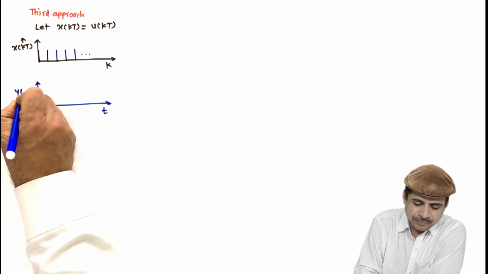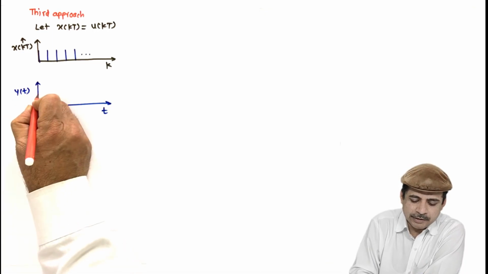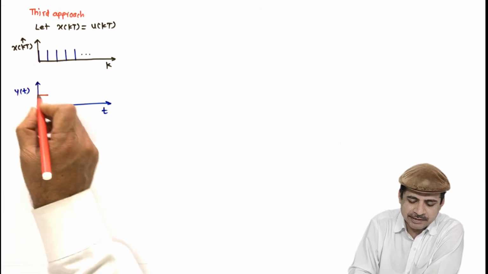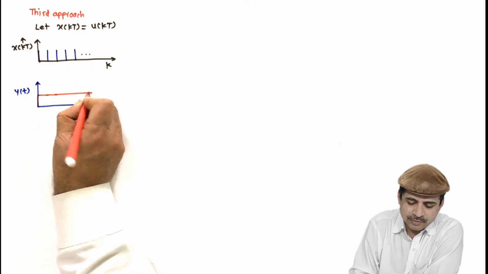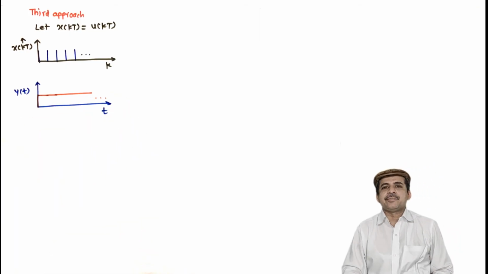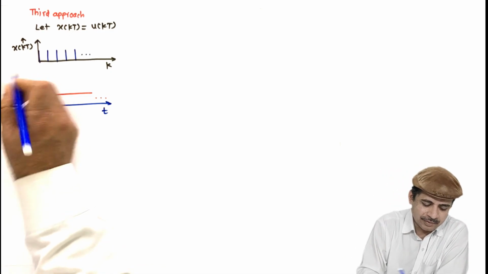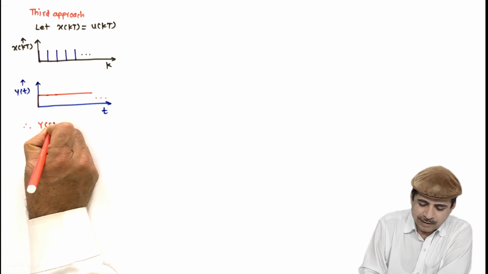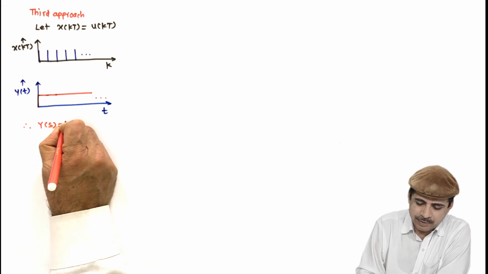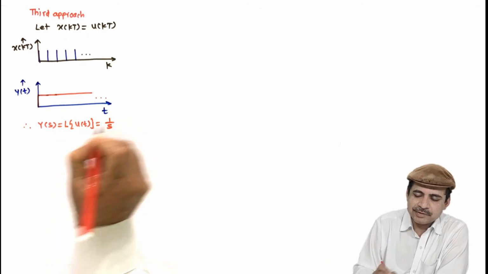This is y of t. Here this is the first sample. It will hold till the next sample comes. The next sample is again the same, and it will hold till the next sample, again it is the same. So the output is the unit step function in continuous time, and hence y of s is nothing but the Laplace transform of u of t, that is 1 by s.